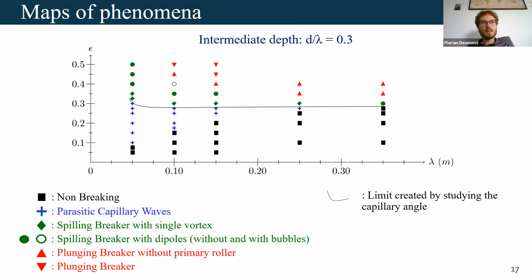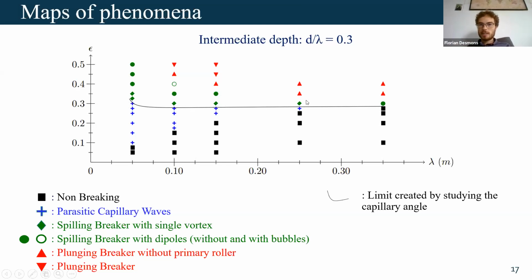Now I've presented the different subcategories of breaking waves that I found during my investigation. I'm going to briefly present the maps of phenomena that I was able to recreate, following the wave steepness on the y-axis and the wavelengths on the x-axis. So on the graph, every symbol that you can see is a simulation that I've performed to have information about the breaking type and what phenomena we are able to see.